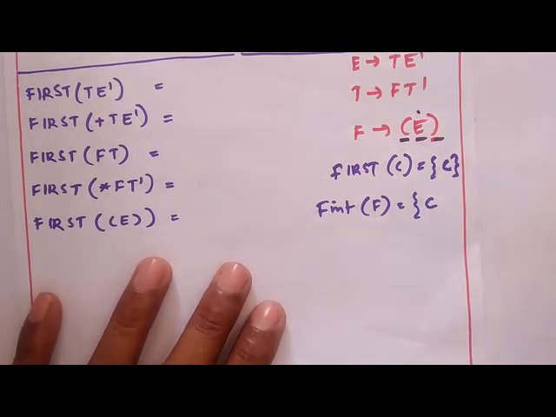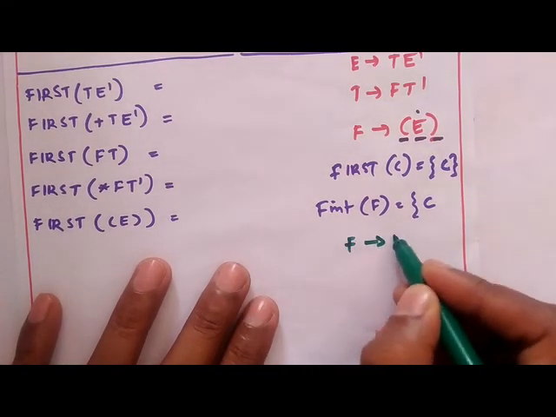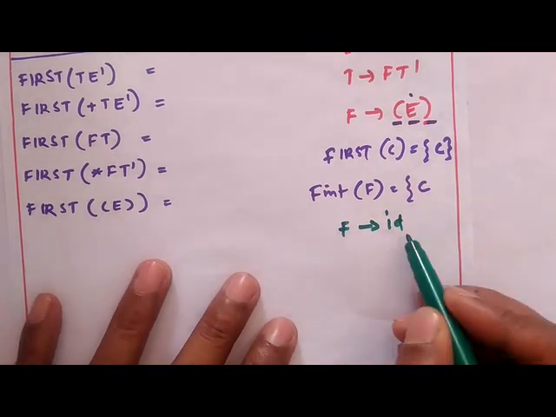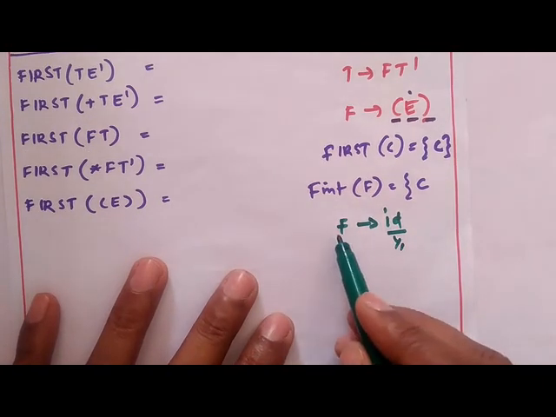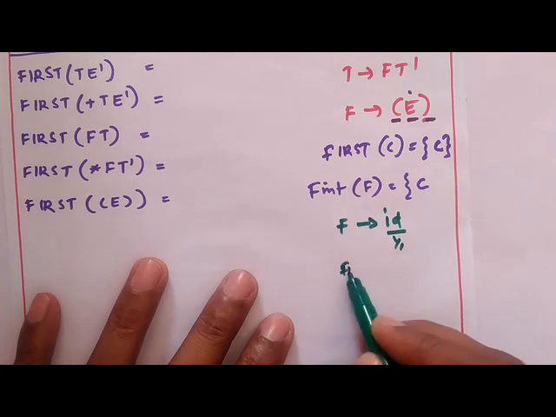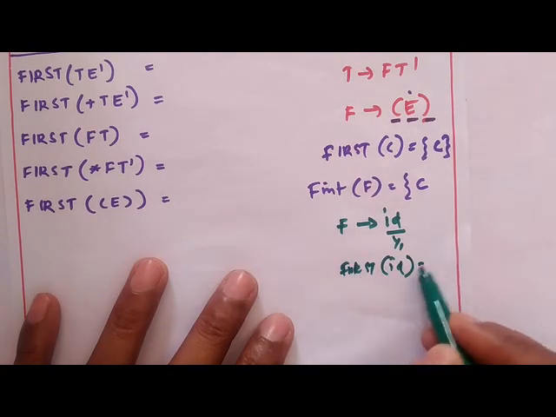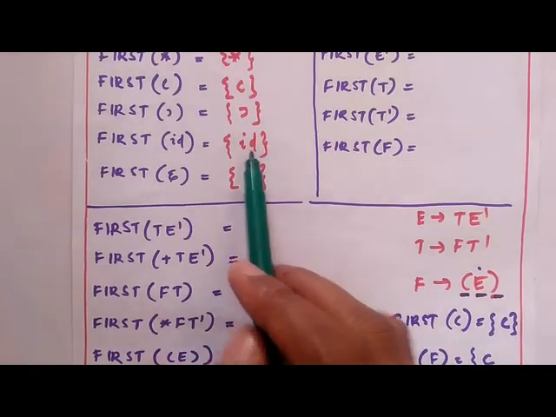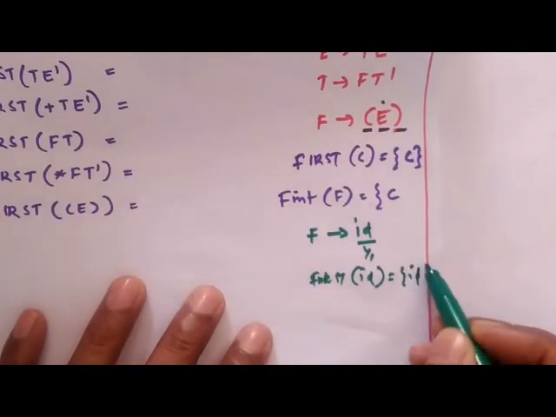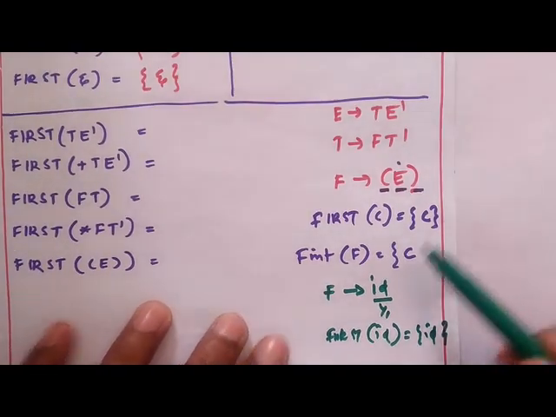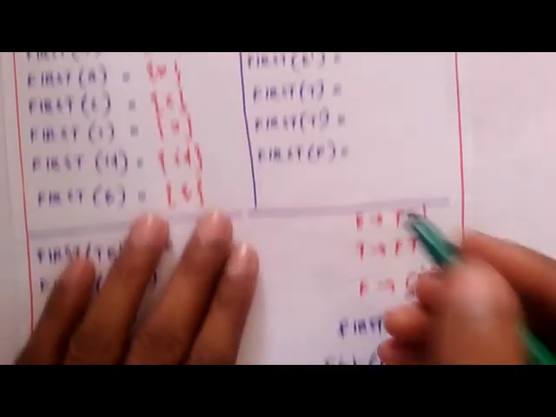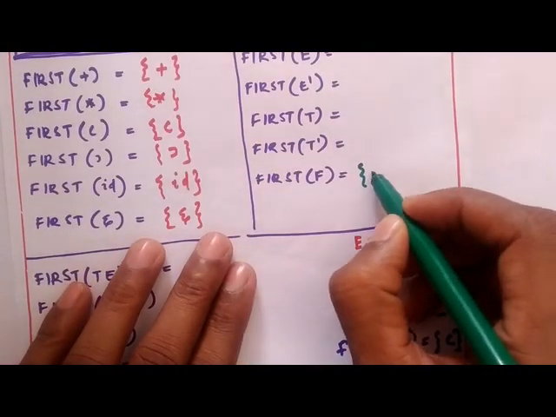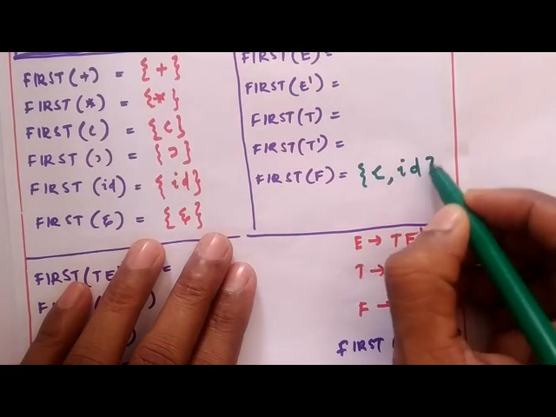But with respect to F, we have one more production, F gives id. So F gives id is another production. Here this is Y1. So computing first of F, we need to compute first of id. First of id is already computed, we know that first of id is the set containing id. Okay, so two symbols we will get, one is left bracket, second one is id. So here we can write the set left bracket and id. These are the two symbols.